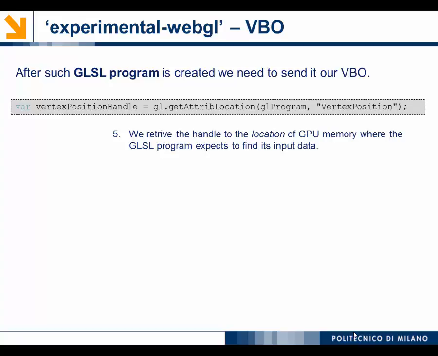First of all, I have to retrieve the handle, the position, the location on the GPU memory where the GLSL program expects to find its input. So, if in my program I decided that the variable that holds information about vertices is called vertexPosition, I can retrieve a handle to this portion of memory and store it somewhere, in this case in the variable vertexPositionHandle.